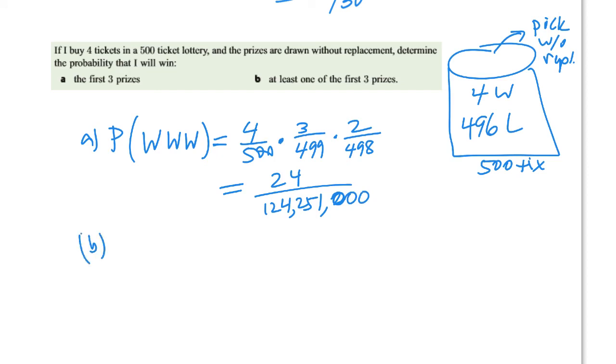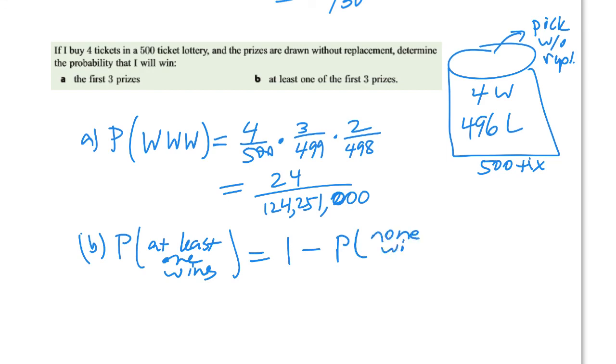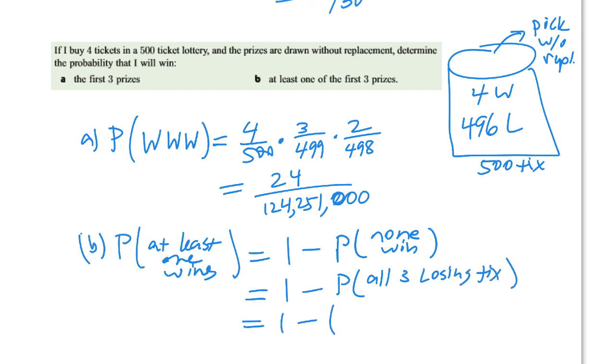Part B, at least one. So the idea of at least one wins is 1 minus the probability none win. So it's 1 minus the probability all three are losing tickets. 1 minus, okay, losing ticket, 496 out of 500, multiplied by 495 out of 499, multiplied by 494 out of 498.